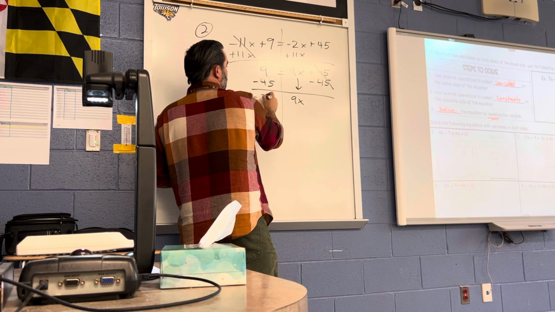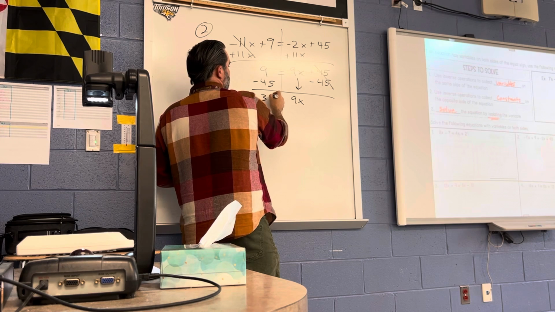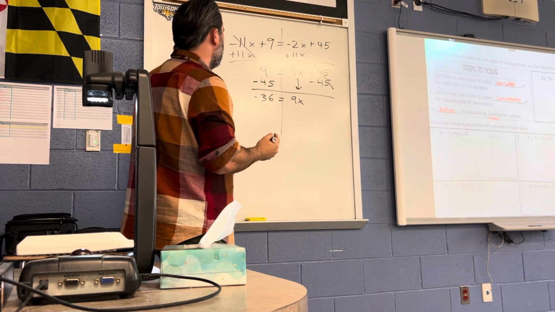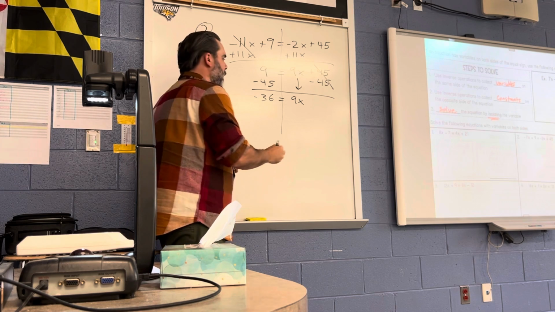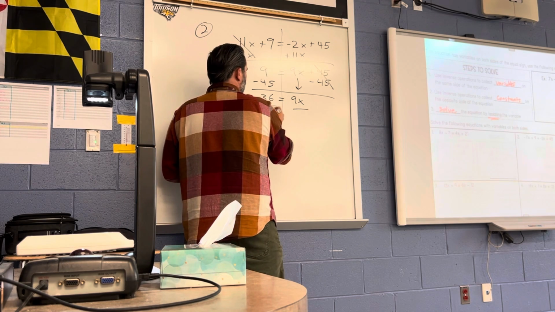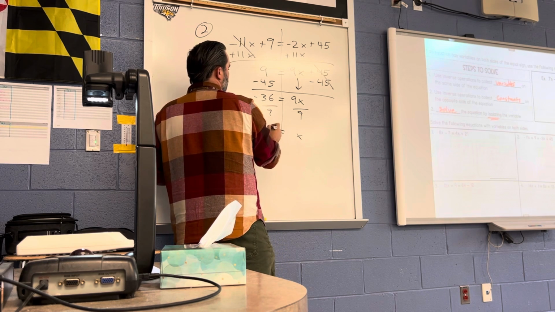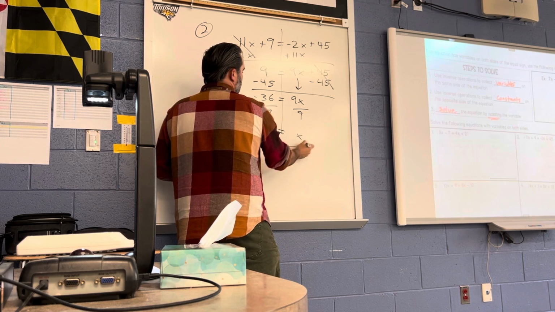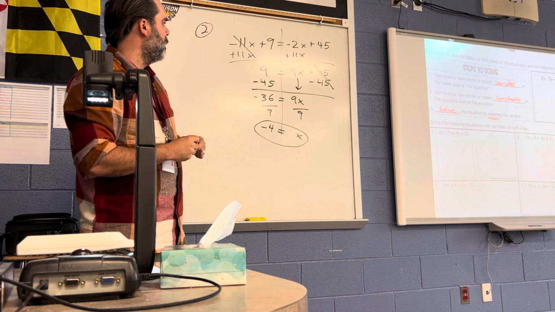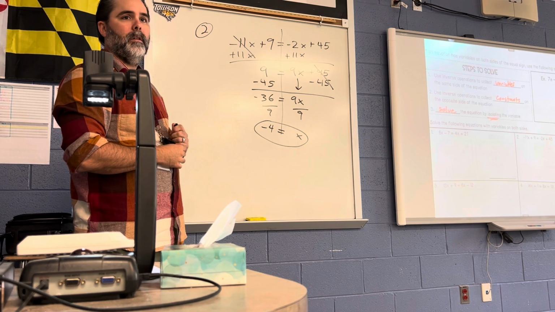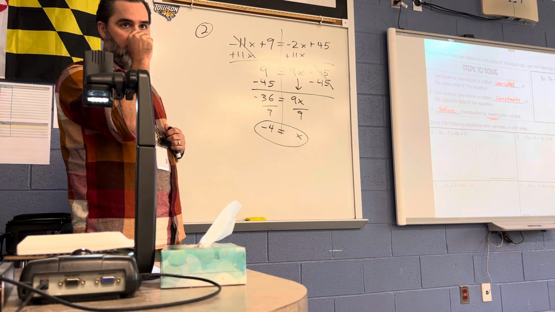Negative 36? Negative 36. Yeah, negative 36. Okay. Divide by 9. We get x equals negative 4. Okay, any questions? You can hit the stop. And thank you.